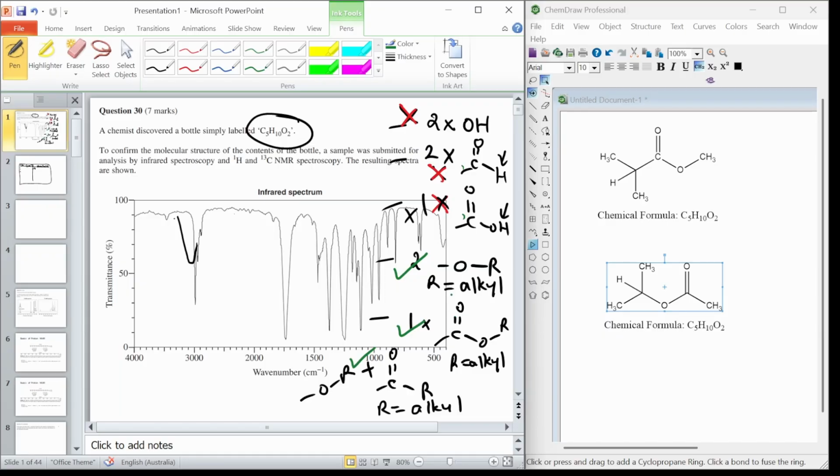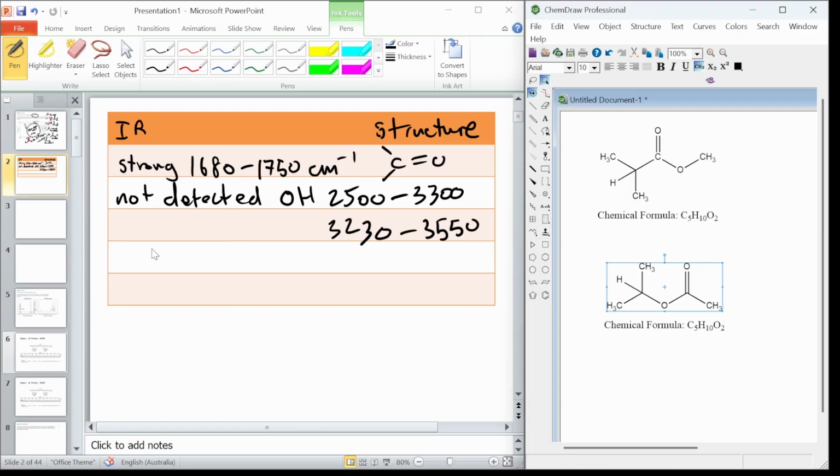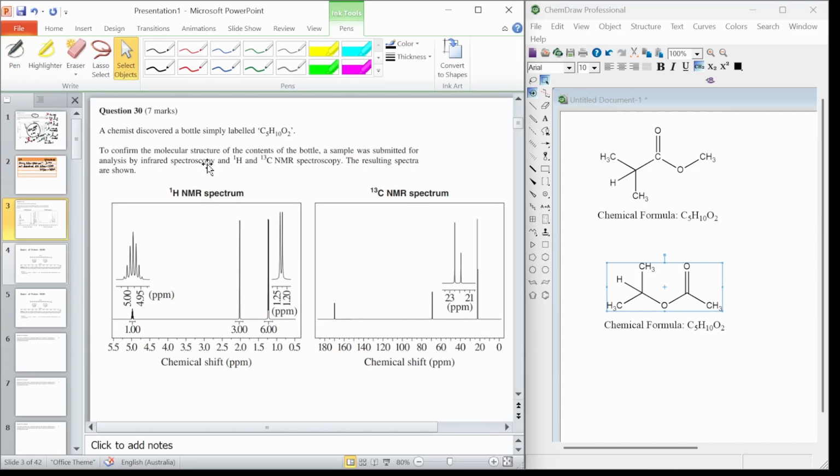And the carbonyl usually exists between 1680 to 1750, and it should be a strong absorption peak. Contenders are between a carboxylic acid and an ester. But I've already described to you that there was no OH. That's the information we have, and I'm going to leave it there. Now we look at the proton NMR and the carbon NMR.